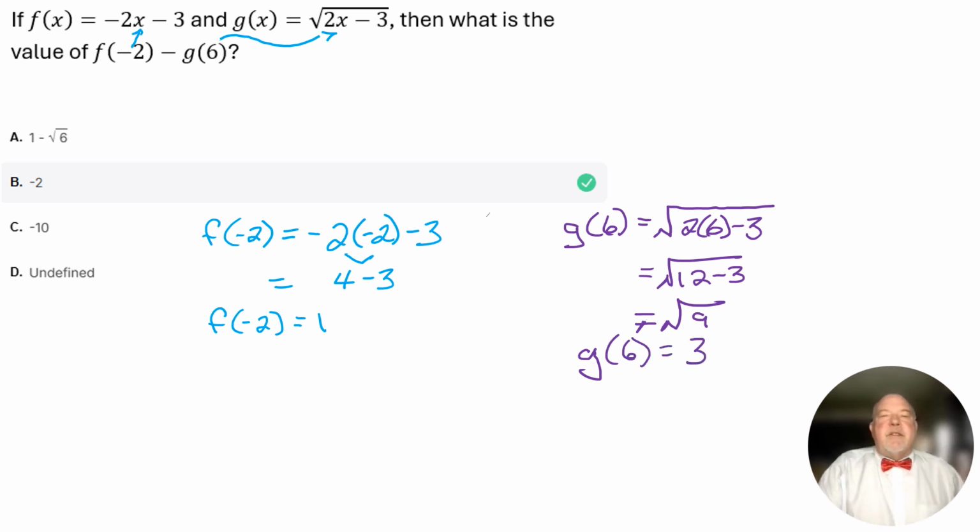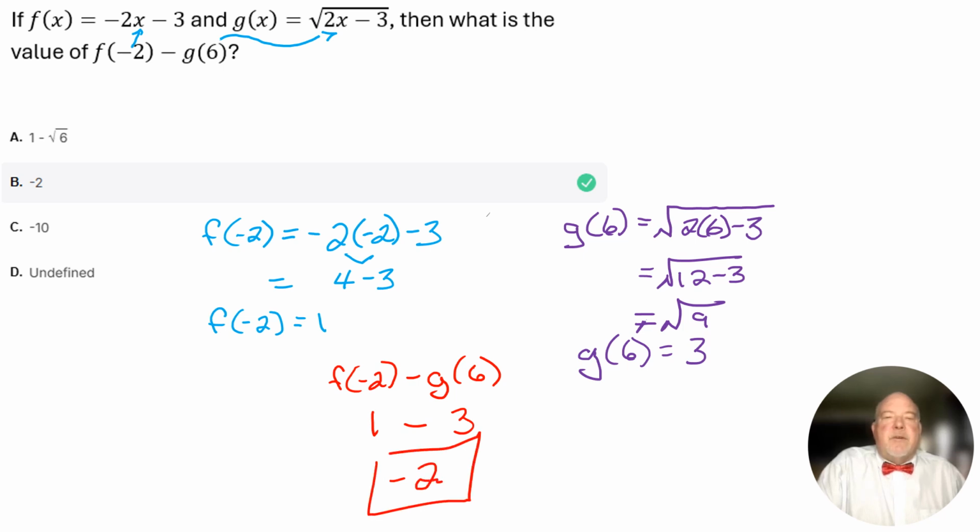And now we just need to subtract these. It asks us to take f of -2 minus g of 6. So f of -2 is 1, minus g of 6, which was 3. Subtract those and you get the answer, which is -2.